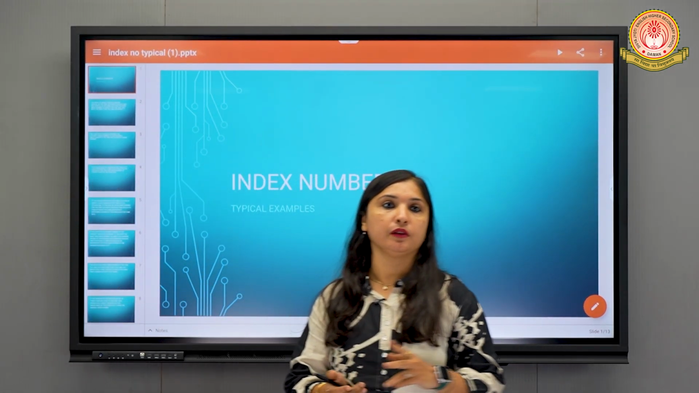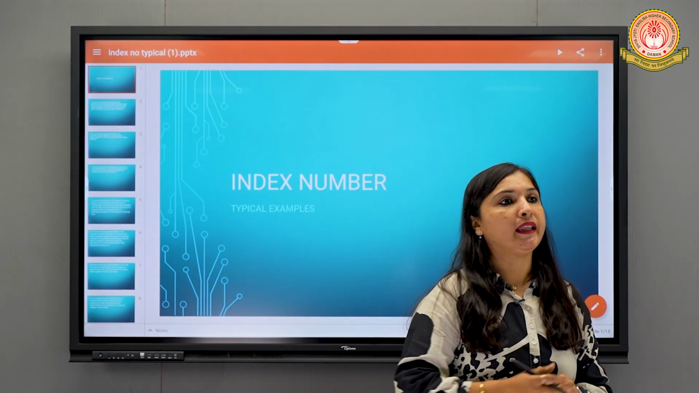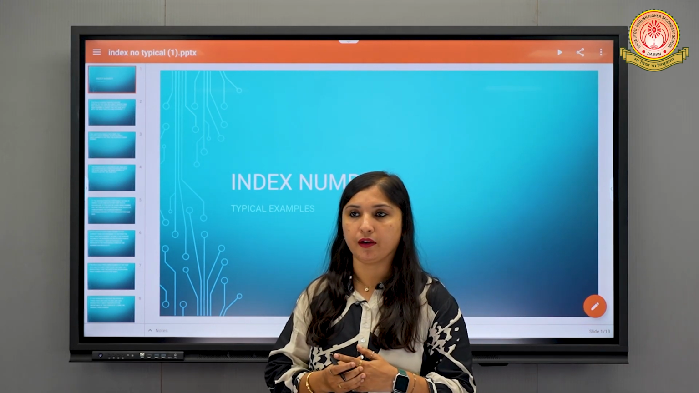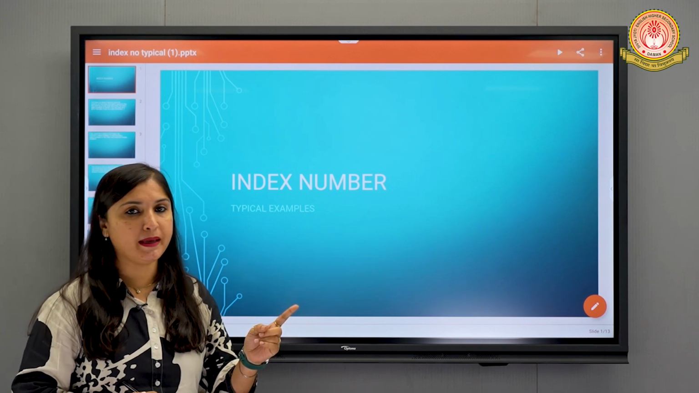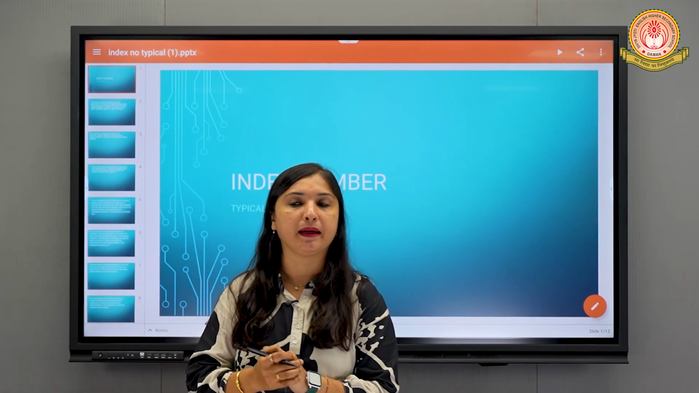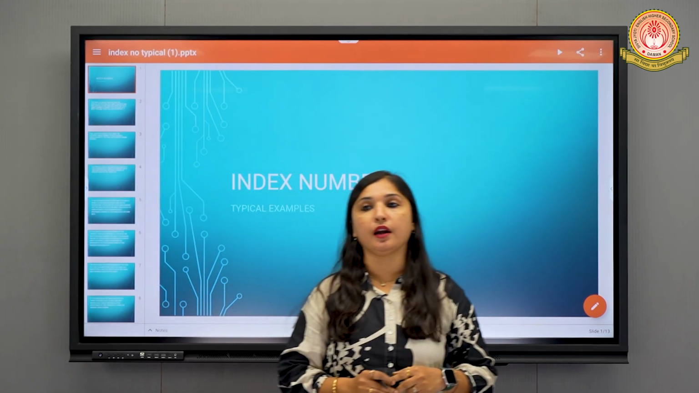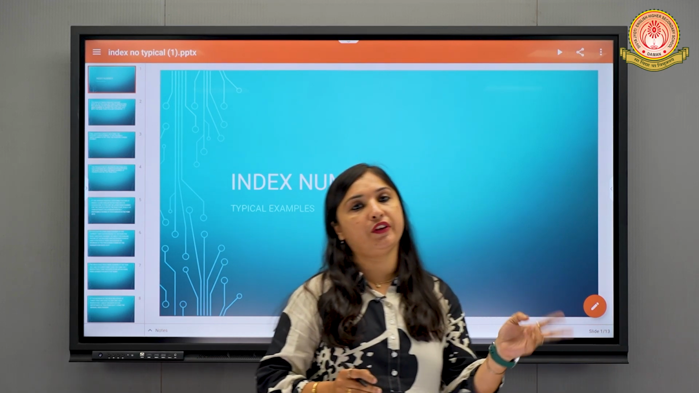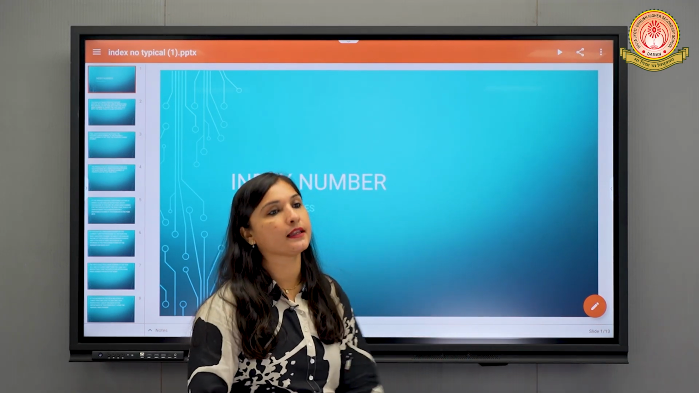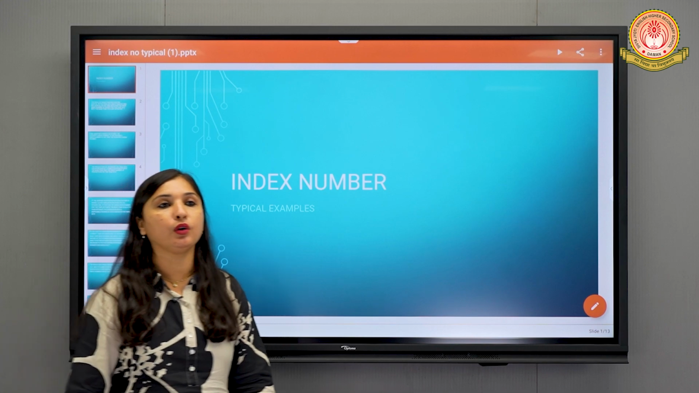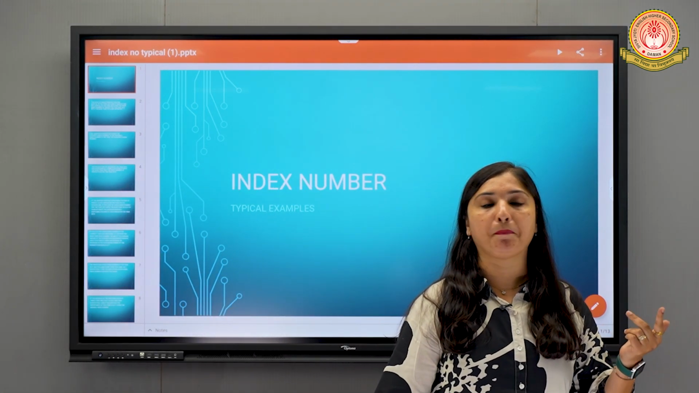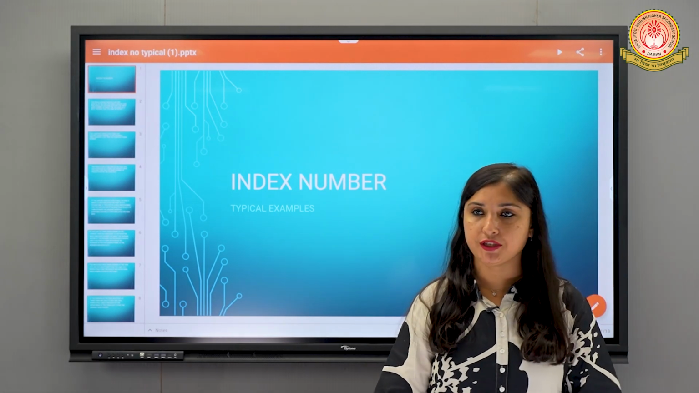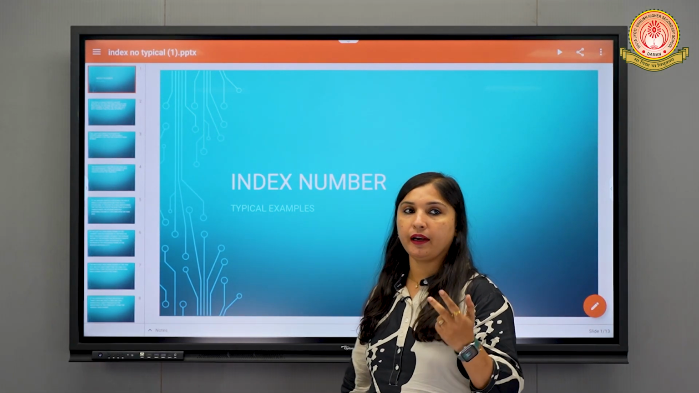We have learned what is index number, then calculation of base year, right? Which of the two methods did we learn for the base year? Fixed base method and chain base method. Then we learned about conversion of what? Fixed to chain and chain to fixed. Then we learned the methods to find index number through Laspeyres' method, Paasche's method and Fisher's method. That we already did.